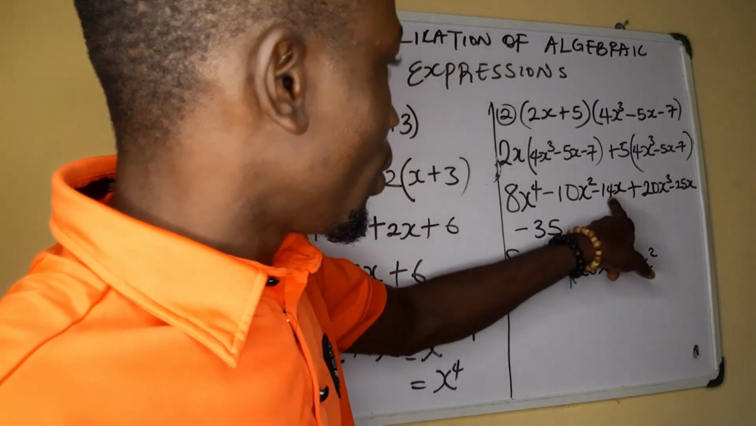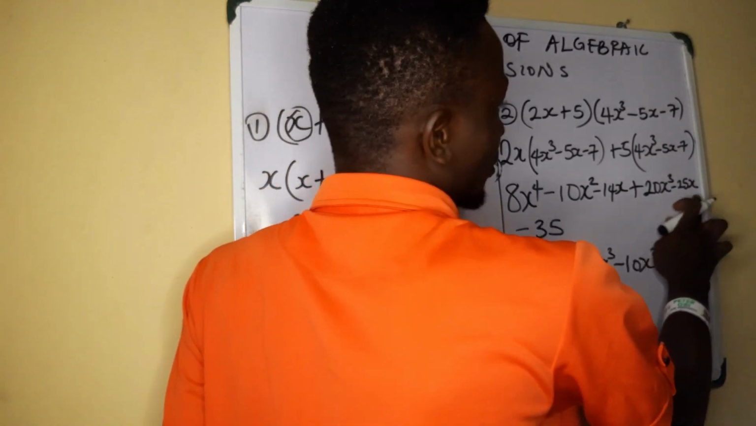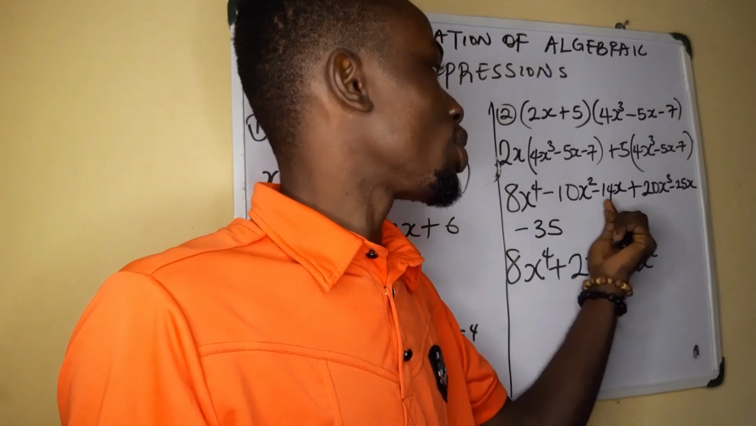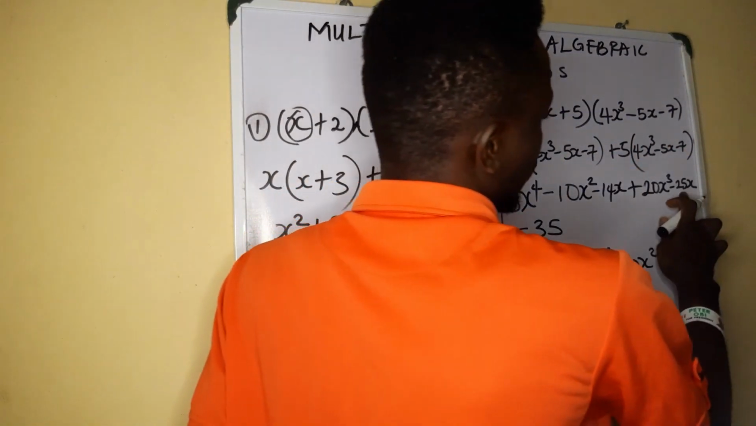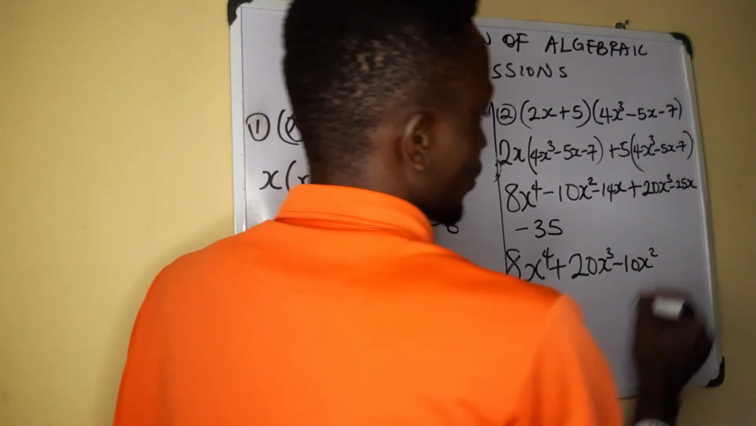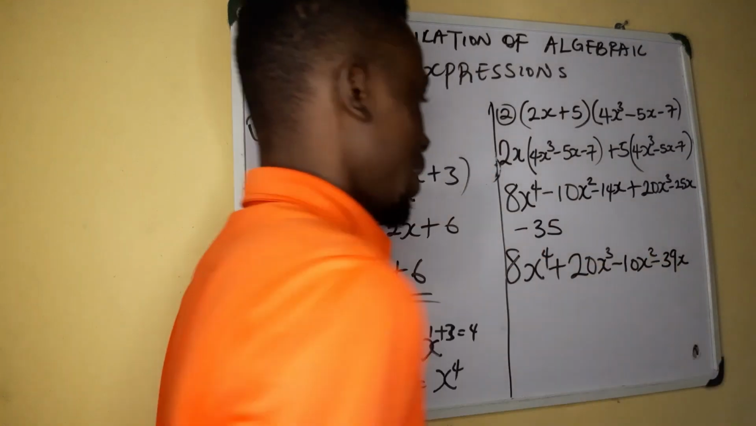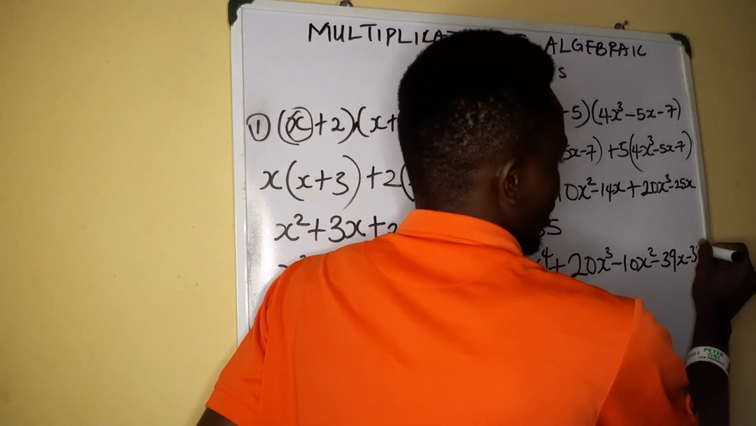Then lastly, these can actually combine with each other. This is minus 14x minus 25x. Now, minus, minus, if you join them together, it means owing, owing. So join them together and keep the negative sign. 14 plus 25 is going to give us 39. So I'm going to write minus 39x. Then I'll write my final number here, which is minus 35.